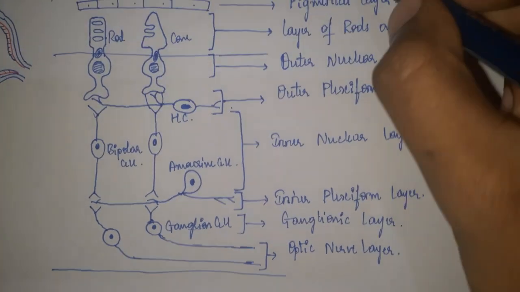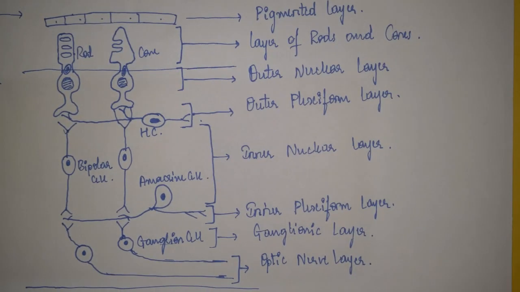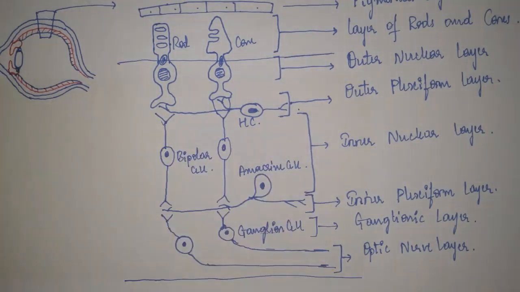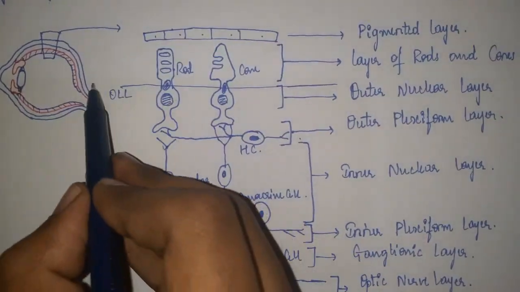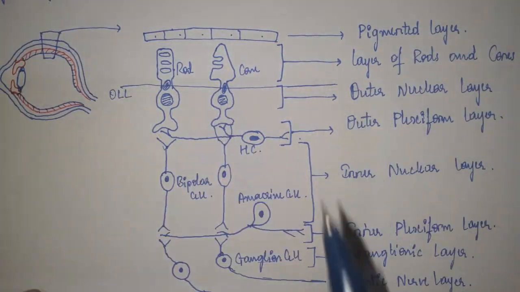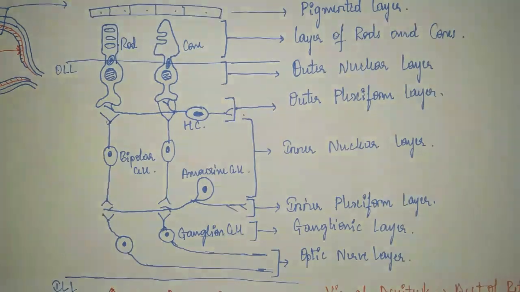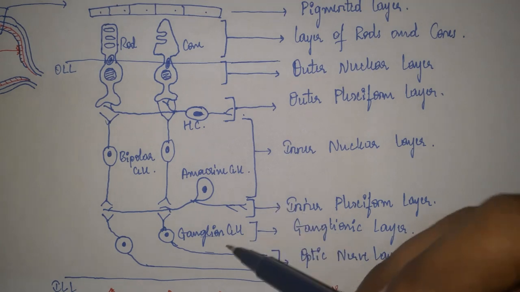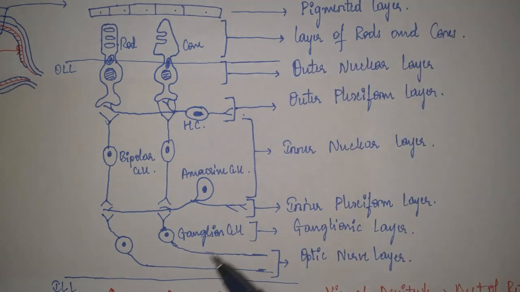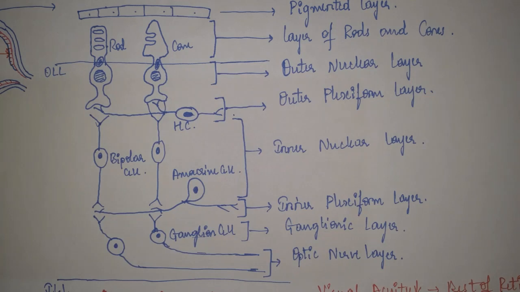Now there are totally 8 important layers and 2 limiting layers: the inner limiting layer and the outer limiting layer, which passes across the rods and cones. So this is the order in which the layers are arranged in the retina. But there is an exception in the fovea.